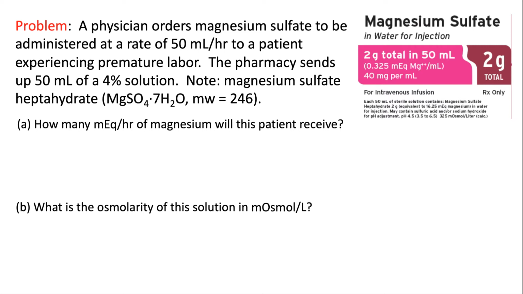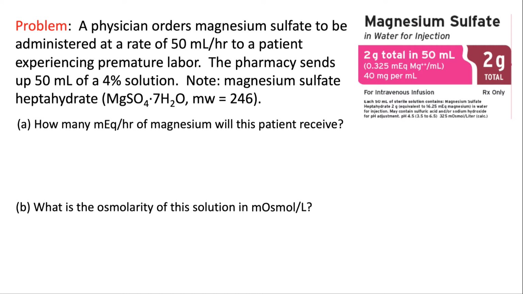Given that situation, and again, it is common to use magnesium sulfate in the labor and delivery unit when they want to stop or slow down a premature labor. It works as a muscle relaxant to try to avoid the contractions. So with that said, we've sent up this 50 milliliters of a 4% solution. The first question asks, how many milliequivalents per hour of magnesium will this patient receive?